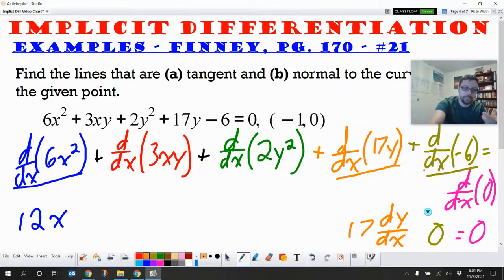Let's do the green one. So I would do chain rule. I would drop my exponent, and it would become a 4 and a y to the 1. Remember, the other one was a y to the 0, so it went away. And then we need to do the derivative of the inside. So the derivative of y, well, that is dy over dx.